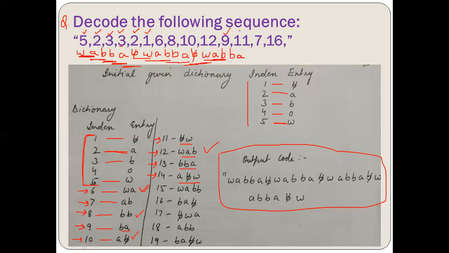Now at 11th position, I'm going to decode. At 11th, it is B bar W. So B bar W. Then 7th also I can decode easily. At 7th, I have AB. So it is AB. AB. And then 16th position.